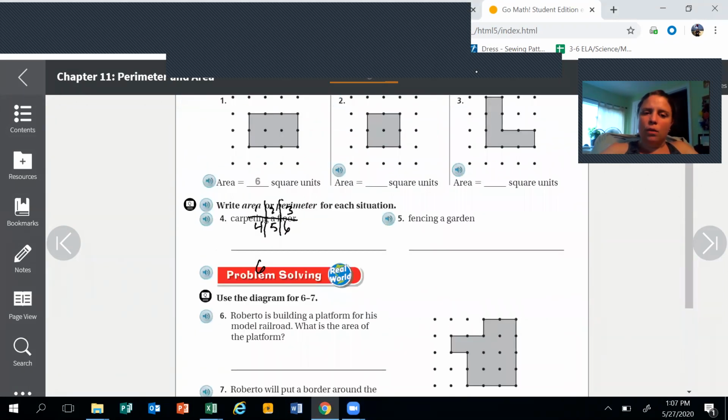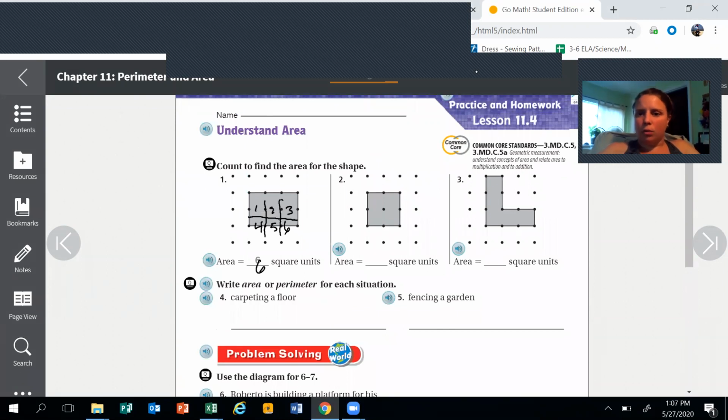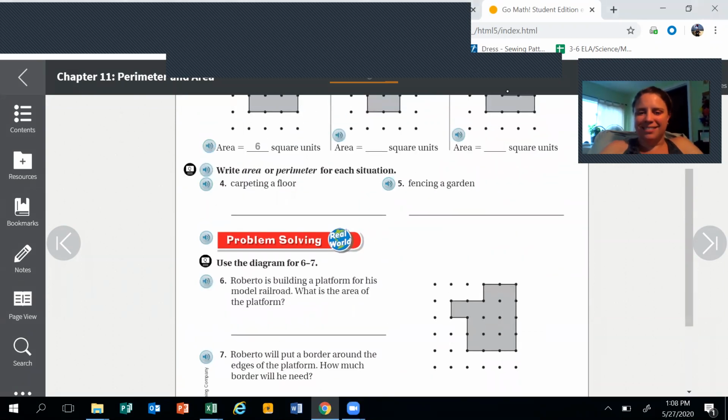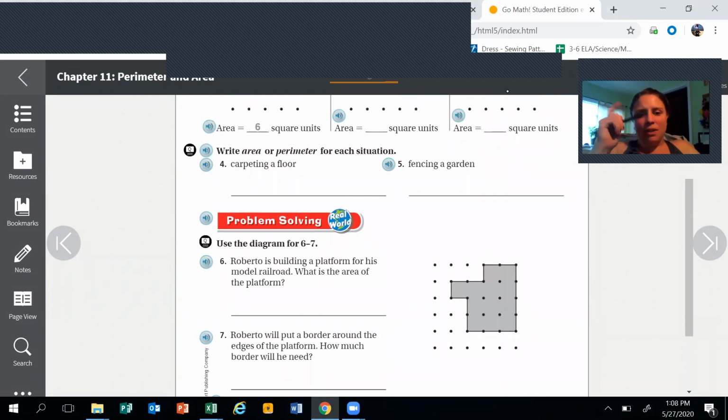And as we go down, so the next two, obviously you're going to do them on your own. I don't want to do all your work for you. For the next one, you have to think about this situation. And what do we need to know? Do we need to know the perimeter, which is the outside measurements? Or do we need to know the area, which is the inside measurements? Are you going to need to know perimeter or area for carpeting a floor?